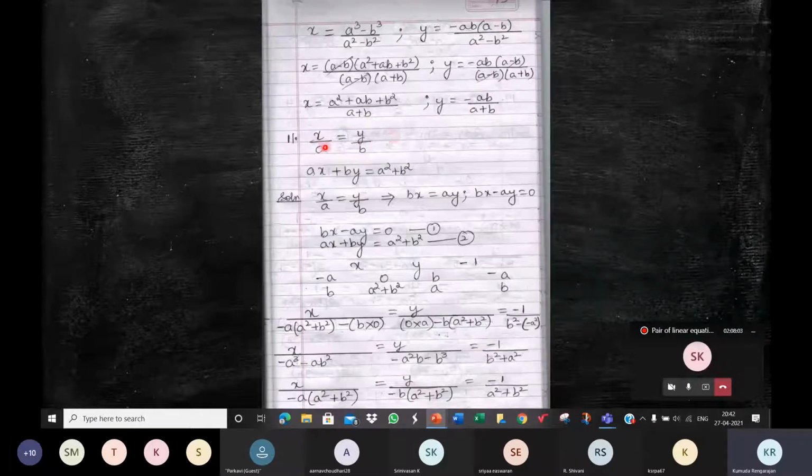X by a minus y by b is equal to 0 is the first equation. X and y are in the numerator. Good. Ax plus by is equal to a square plus b square. X in the numerator, y also in the numerator, and this one is a constant because there's no x or y here. So it's fine. You can straight away start this one. This one is not needed. You can straight away do this x, y, minus 1 and then arrange the coefficients here.